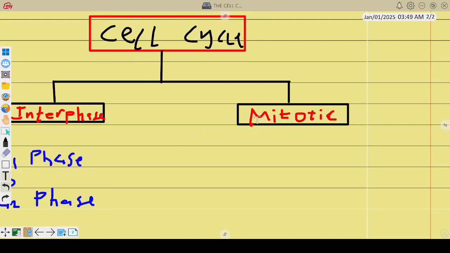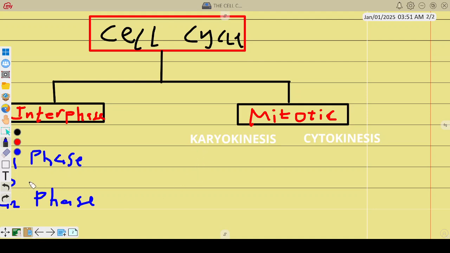Under the mitotic phase, we have two phases: karyokinesis and cytokinesis. These two are the two processes of mitosis. Karyokinesis will be our next lesson. Under karyokinesis we have four phases.